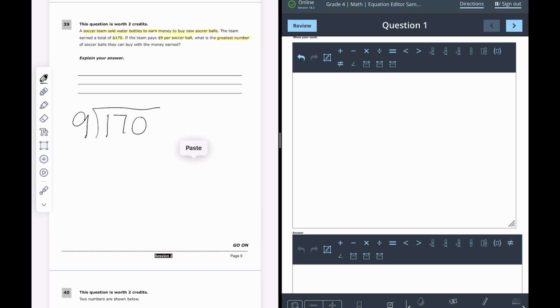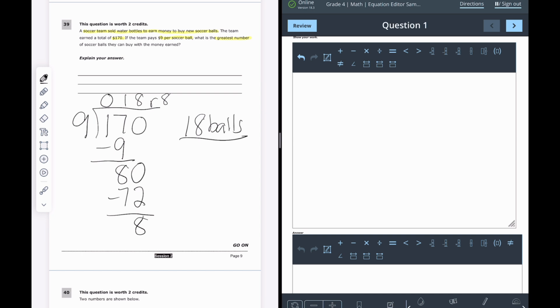Okay? All right. So I'm going to just divide as normal. 9 can't go into 1. 9 goes into 17 one time. 9 goes into 8 eight times. That's 72. And I have a remainder of 8. So they can buy 18 balls. That's the most they can buy. There's not enough for 19. They're $1 short. They wanted 19.